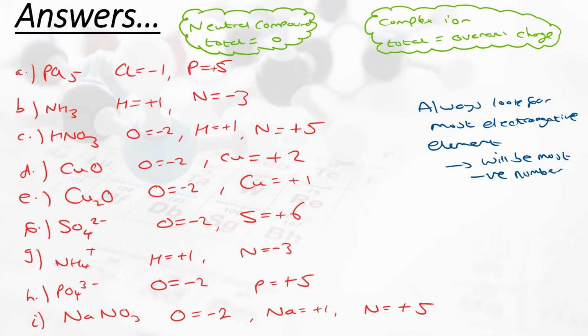But sometimes the oxidation states really don't match up with what the ions would look like. So for part C, we've got nitrogen with a +5 oxidation state. Now clearly this isn't a +5 nitrogen ion.